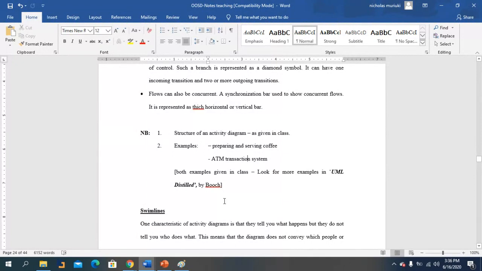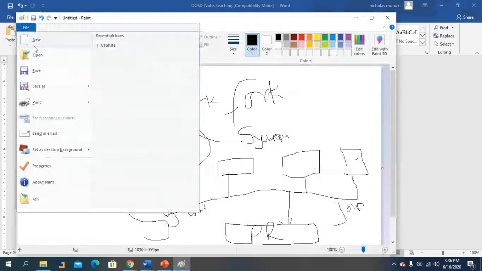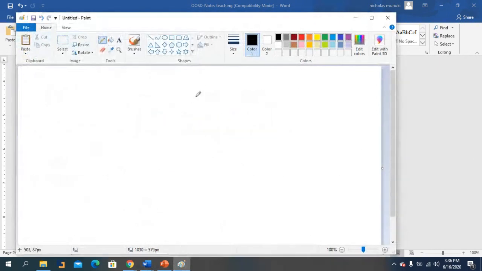Remember, we had started with the ATM. Maybe I can use the ATM. So for this case, the first one, we need to start. When you start, what are the activities that are supposed to be performed? The first thing is to insert card. Then when you insert the card, what are we supposed to do afterwards?